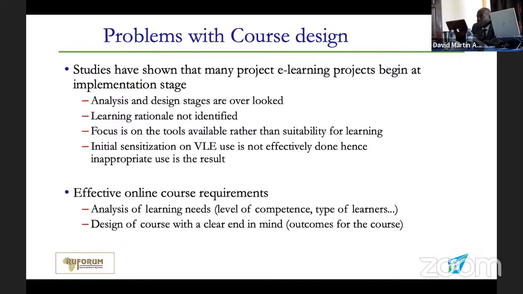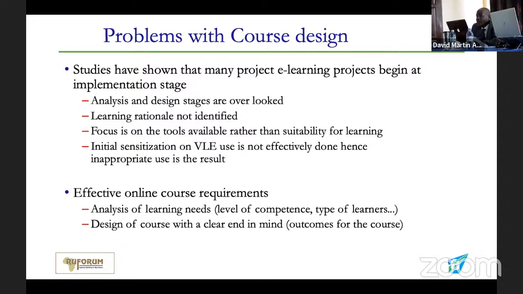The content you are creating, who is it intended for? What is their level of competence? Are you assuming that they are already knowledgeable and therefore you start with a certain level? What is that? So you need to understand them. And then the type of learners.